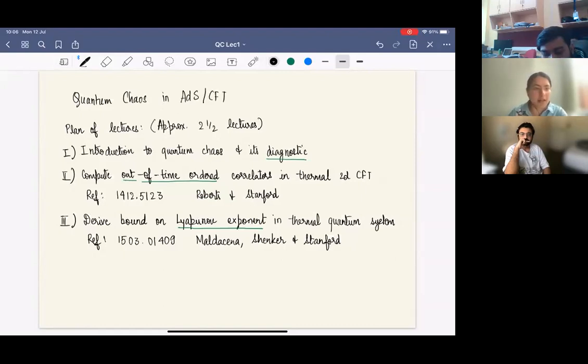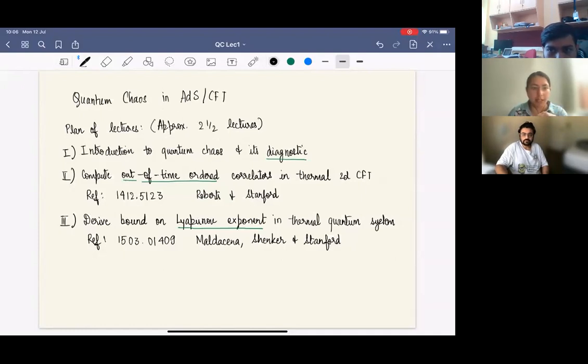I will begin the lectures and then Avik will take over. I will start with the CFT parts and some discussion of the chaos bound, and Avik will take over and discuss the holographic aspects. Basically, this is the plan of my lectures.